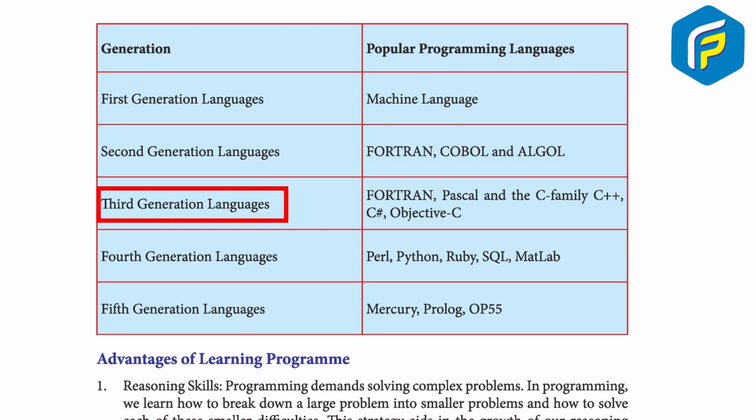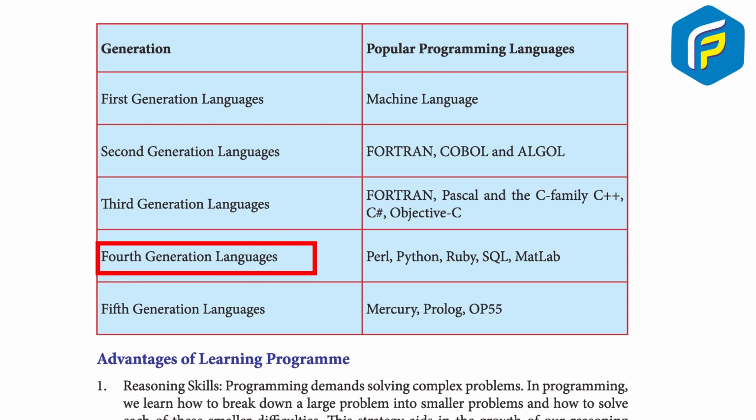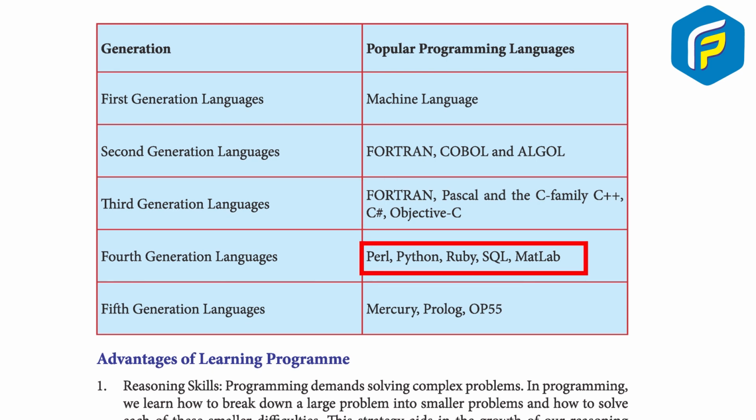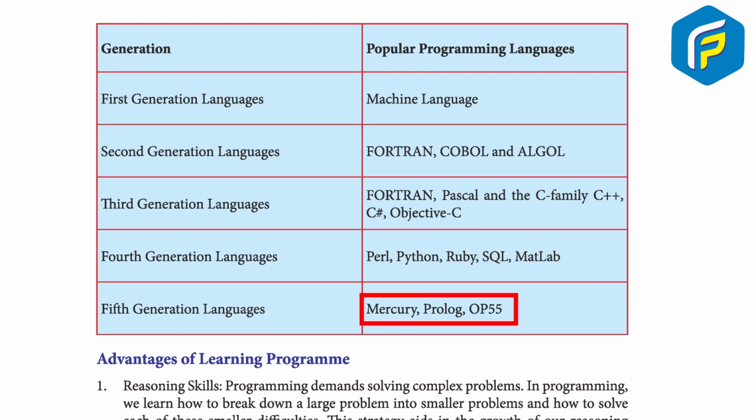3rd generation languages: Fortran, Pascal, and the C family, C++, C#, Objective-C. 4th generation languages: Perl, Python, Ruby, SQL, MATLAB. 5th generation languages: Mercury, Prolog, OPS5.